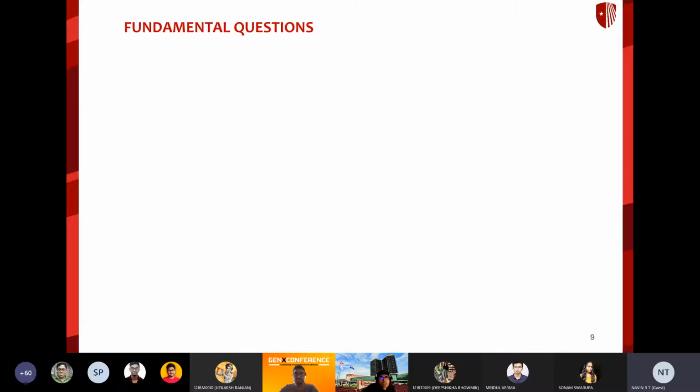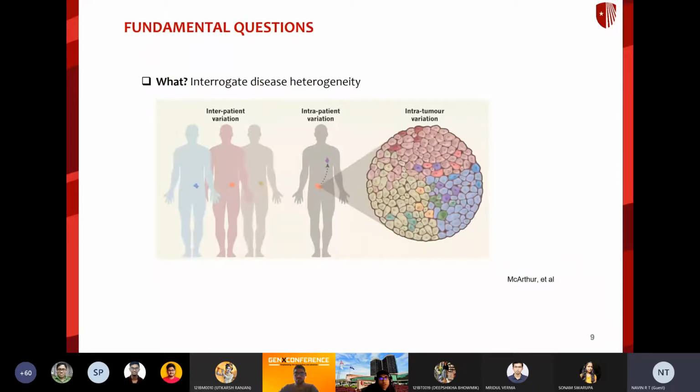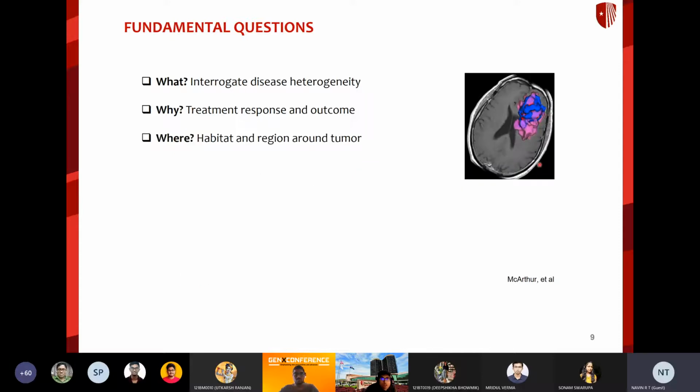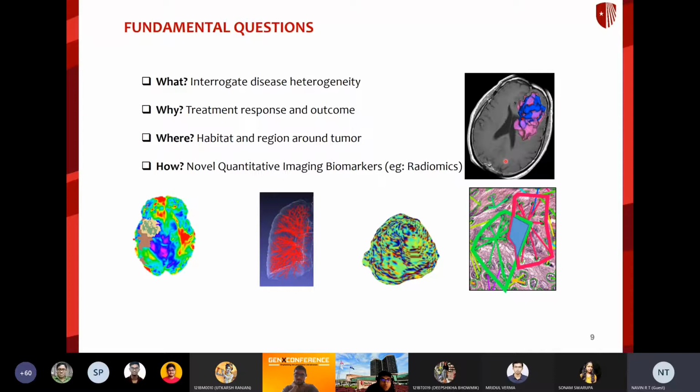Now, there are four fundamental questions that we seek to address through our research. What is it that we do? Our goal is to interrogate heterogeneity on multiple different length scales. Why do we want to do this? So we know that heterogeneity has been linked to treatment response and eventual outcome. So it is important to understand this heterogeneity from multiple different levels. Now, where do we look in order to understand this? We specifically focus on the lesion habitat and the peritumoral regions as well. And how do we do this? We do this via different approaches such as radiomics and Pathomix, which I will discuss in detail going forward.